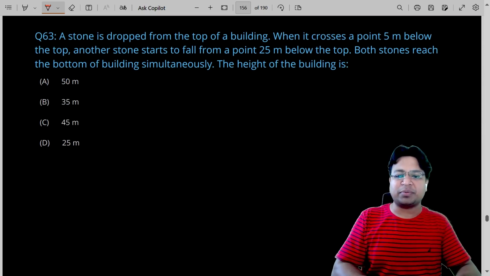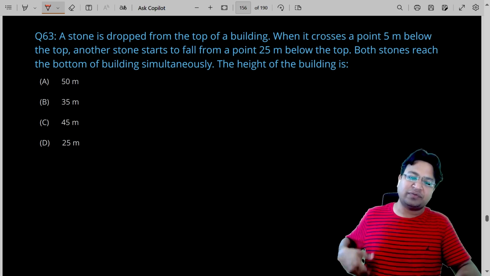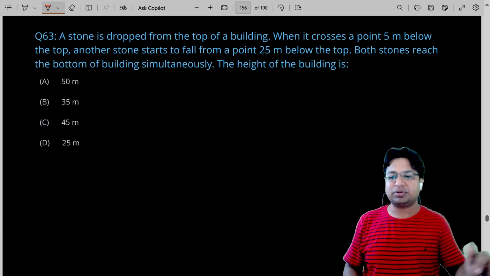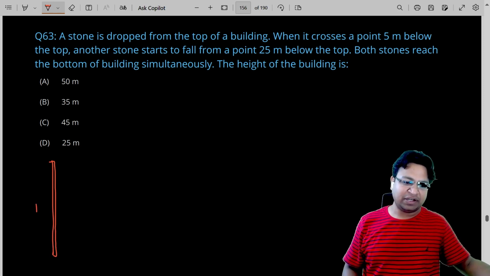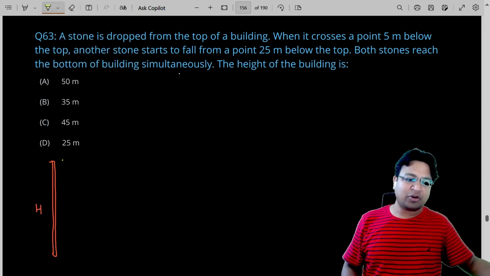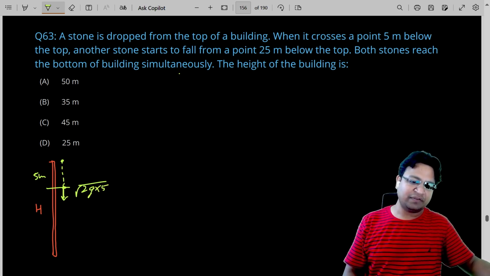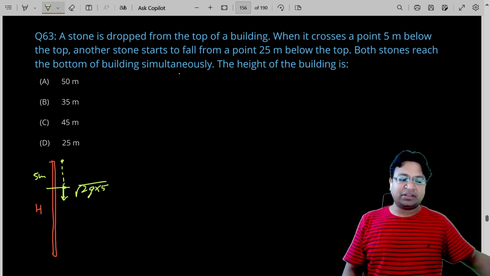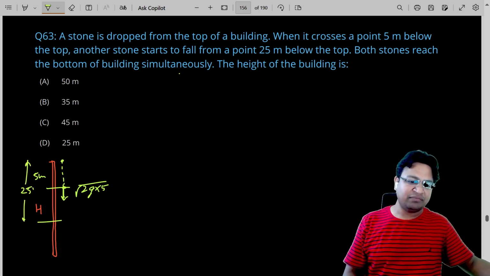It says a stone is dropped from the top of the building. When it crosses 5 meters, another stone starts to fall from 25 meters below the top. Okay. So let's say this is a tower of height h. Now the question says that we have dropped a stone from the top of the tower, and when it has traveled 5 meters, by this time it would already be having a speed of root 2 into g into 5. At that moment, we dropped another stone from a point which is 25 meters below the top.